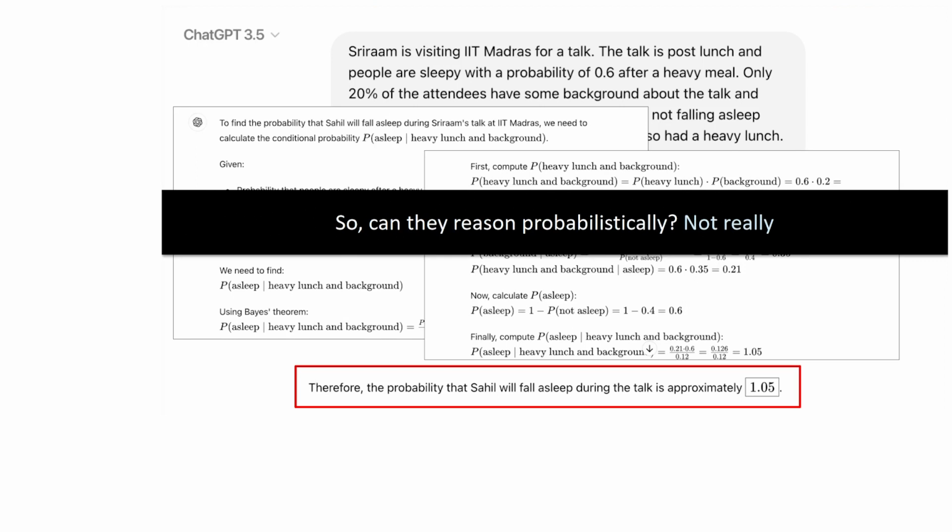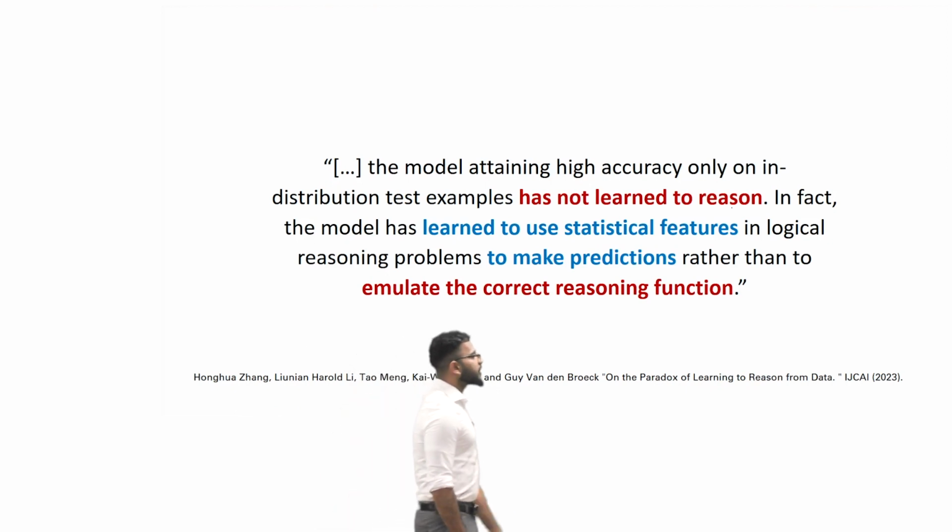So if you ask the question, can they reason probabilistically? Not really. By the way, you can play around with ChatGPT. I haven't checked with ChatGPT 4.0, but this is what ChatGPT 3.5 gives. So they cannot really reason probabilistically. And there have been recent papers.